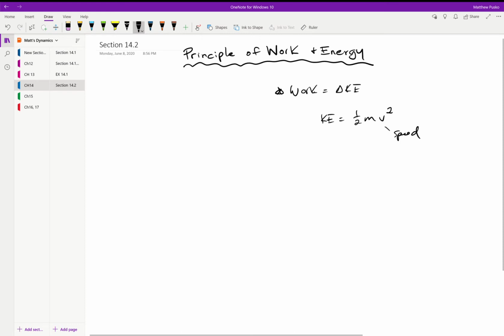Okay, so we are dealing with something with mass and something with a speed. If the mass is equal to 0, we can say the kinetic energy is equal to 0. And if the velocity, the speed, is equal to 0, then we can say the kinetic energy is 0. So either case.